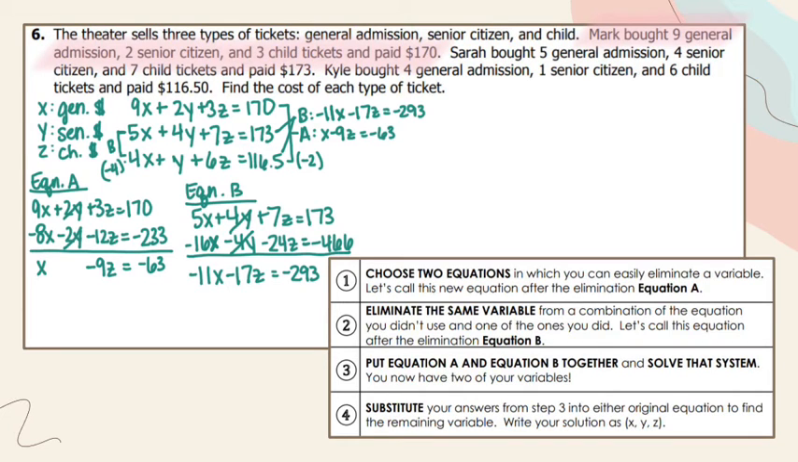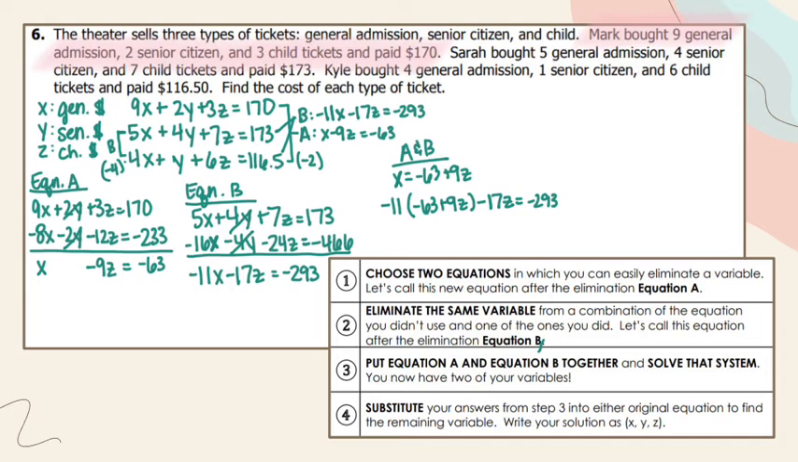I'm going to use substitution to solve for A and B this time, just to show you a different way. This is our work for that. Equation A can be rewritten as x equals -63 plus 9z. So that's what I'm going to plug into equation B. So -11 times (-63 plus 9z) minus 17z equals -293.